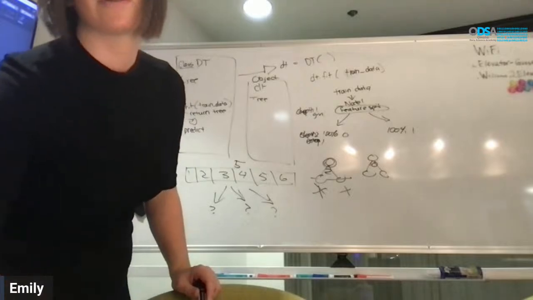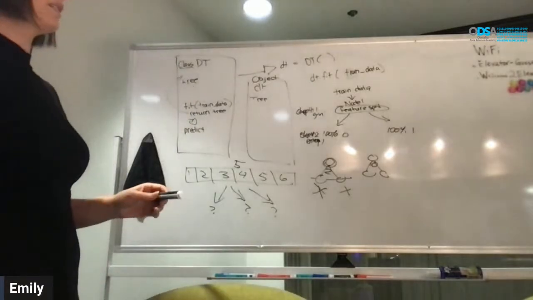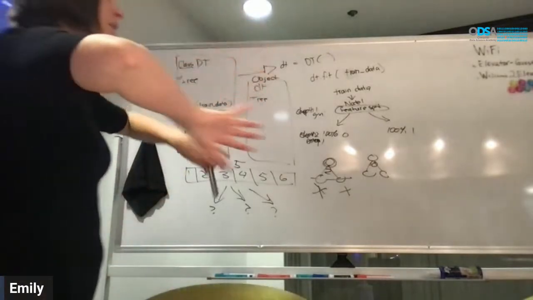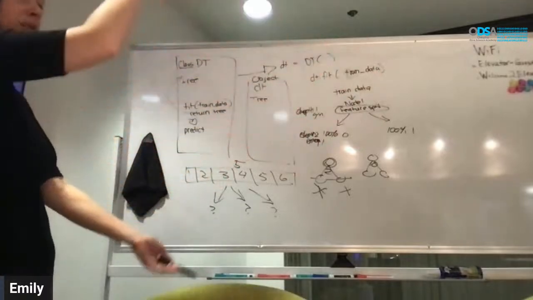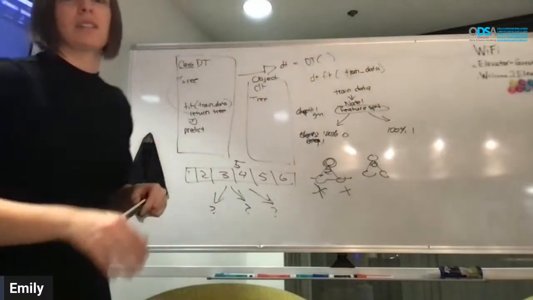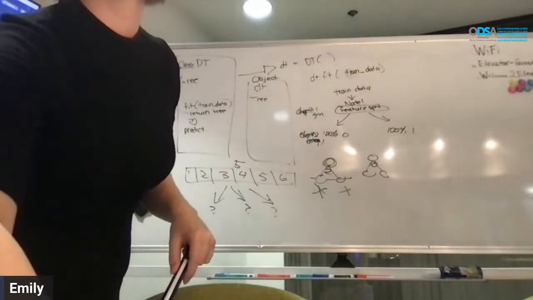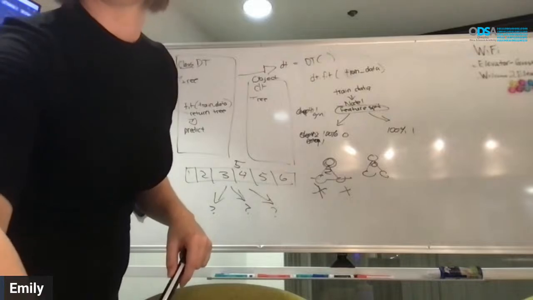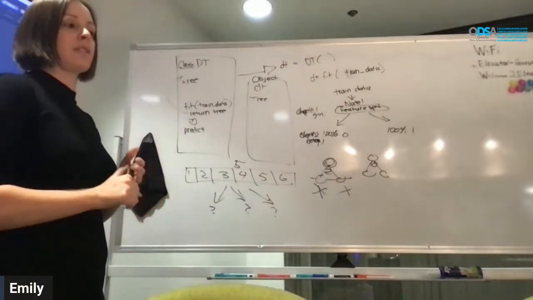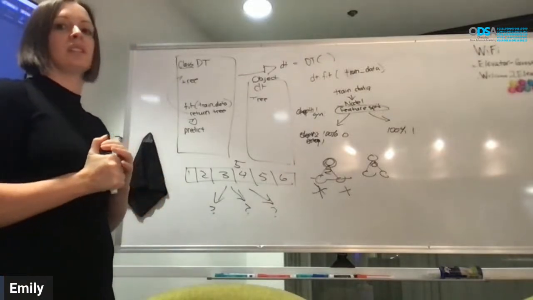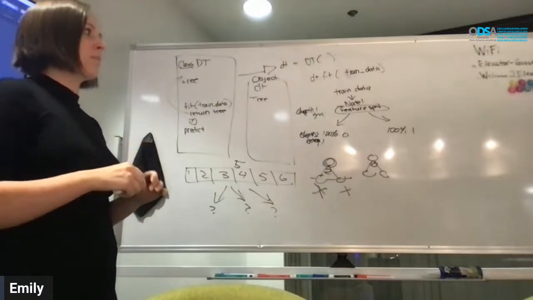Max number of leaf nodes. If you're just getting a ton of leaves, you're getting a very bushy tree instead of a really deep tree. You can set that parameter. These are all things that you would search over in a grid search.